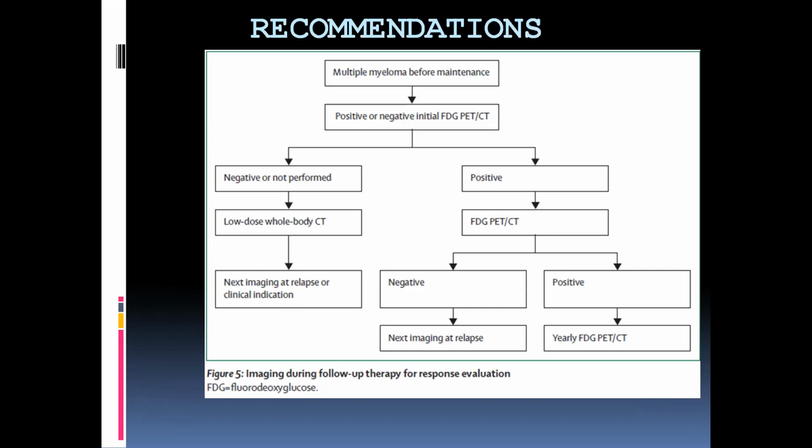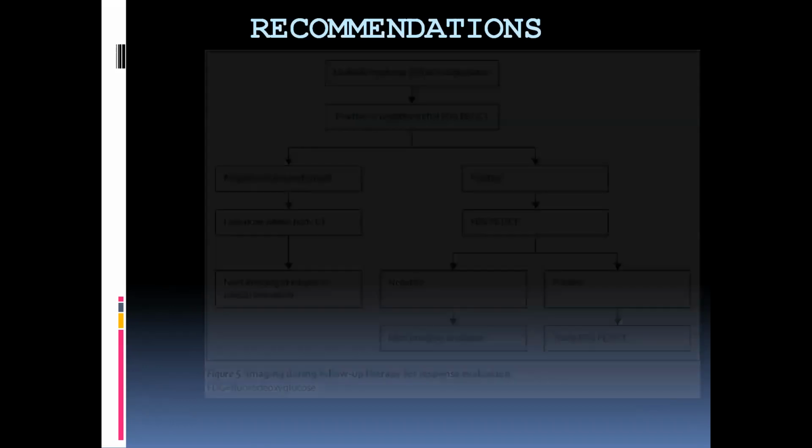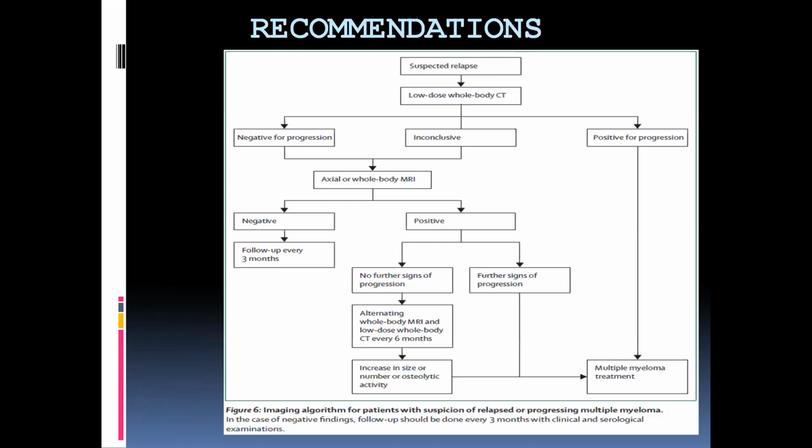Tem vários tratamentos para mieloma múltiplo. Então, se foi positivo, você repete; se foi positivo, repete de novo anualmente. Se foi negativo, você avalia só em recidiva ou então por indicação clínica. Em qualquer ponto em que deu negativo, você avalia na recidiva suspeitada. Então, aqui é um algoritmo só para recidiva suspeitada.